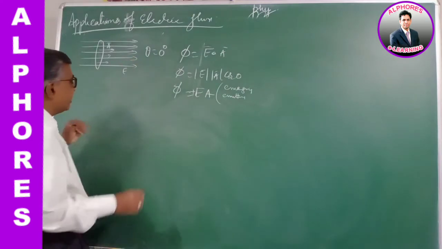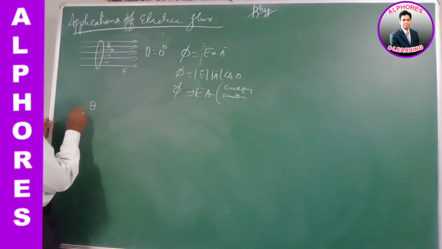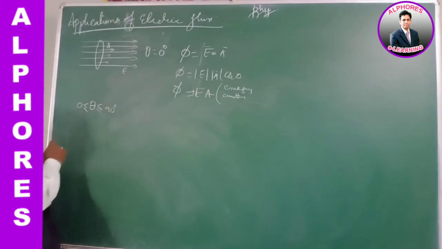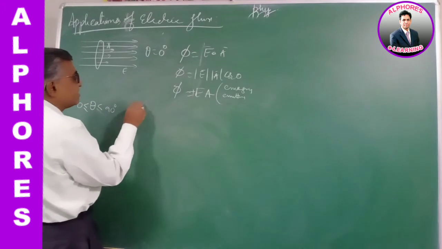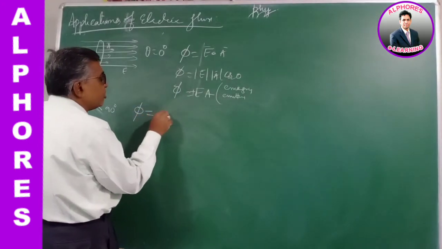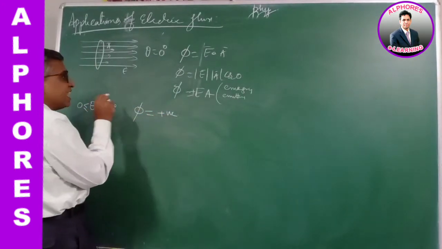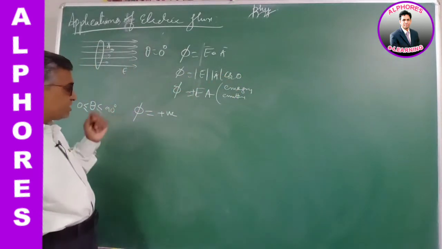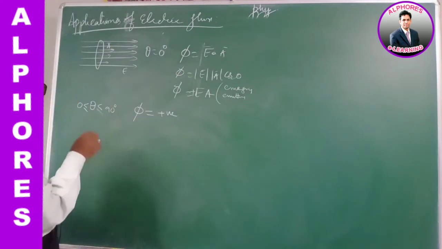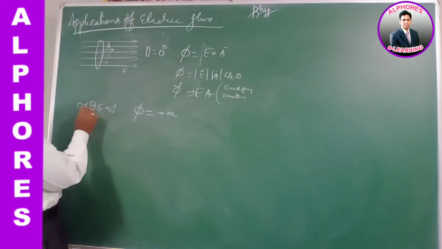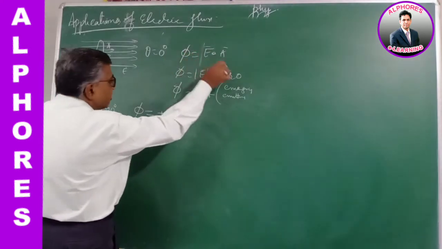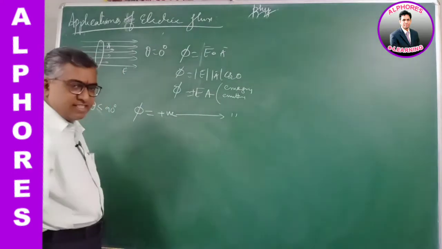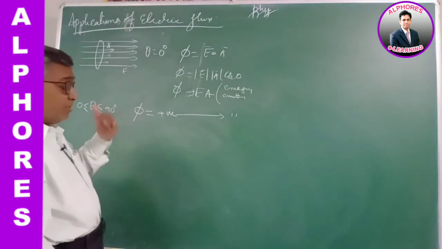Not only at this angle, for all angles theta between 0 and 90, for all this, the flux phi is considered to be positive. Because for all these angles, cos theta is positive. This is the first quadrant of the two-dimensional plane, first quadrant. For all these angles, cos theta is positive. Therefore, flux is positive. Then it is emerging flux or emitting flux.